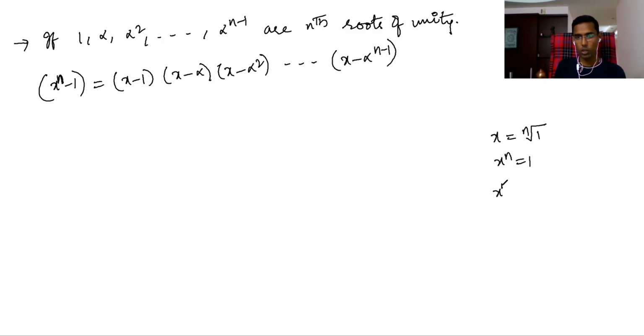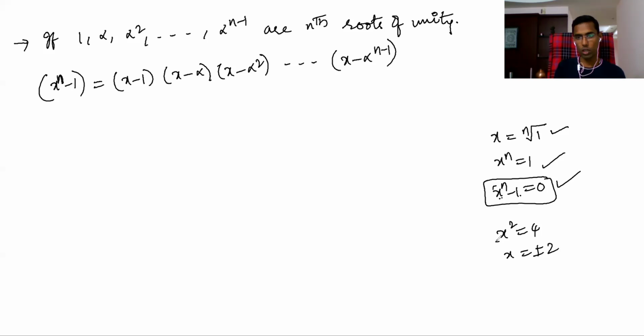This is nothing but x power n minus 1 equal to 0. What are the roots of x power n minus 1 equal to 0? Only the nth roots of unity. For example, x square equal to 4 gives x equal to plus or minus 2, therefore x square minus 4 can be written as x minus 2 into x plus 2. Similarly, here these are nth roots of unity.